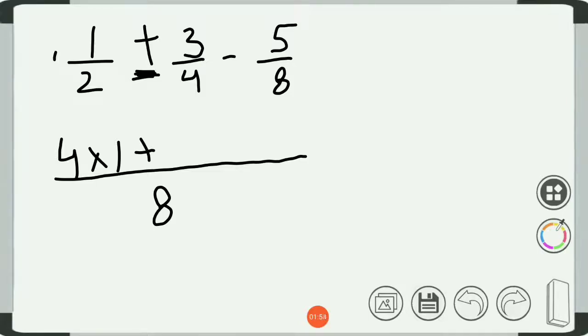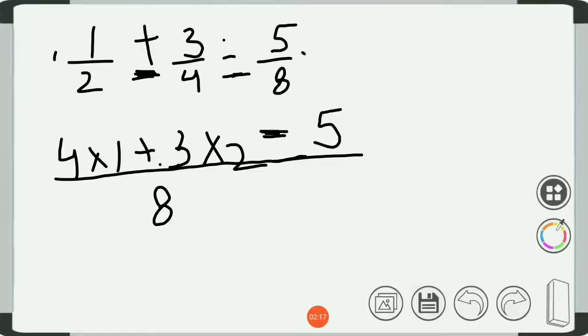8 goes in 4 table. 4 into 2. 4 into 2 is equals to 8. Multiply that 2 with the 3. So you have to write 3 into 2. Then keep the sign same. If there is a minus sign, you have to use minus here. Then 8 goes in 8's table one time. Then multiply that 1 with 5.